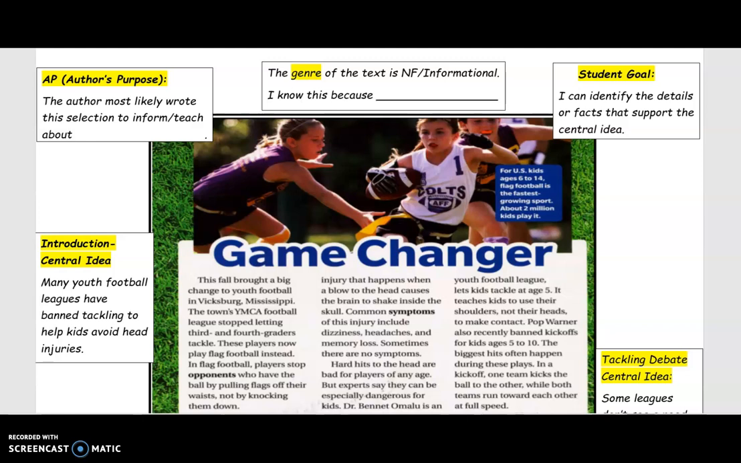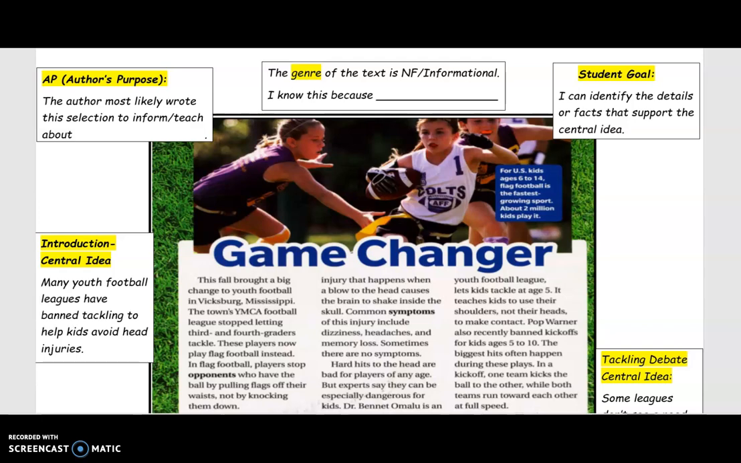So I've chosen an article called Game Changer. This is a nonfiction informational text, so as we're reading it, think about what you see that helps you to know. So how do you know this is nonfiction or informational? Also, you want to keep in mind or try to figure out why the author wrote the selection. We know that with nonfiction, it's to inform or teach about something, but as you're listening, think about what the author is trying to give you information about or to teach you about.